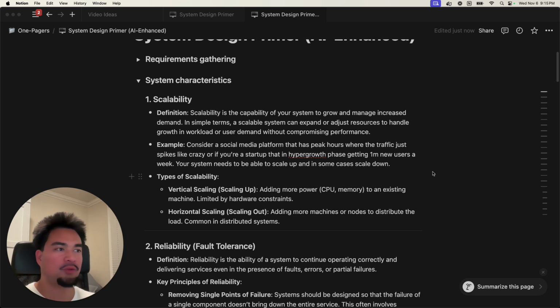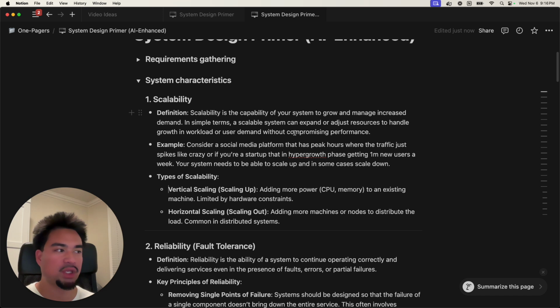So, the first one is scalability. When you're designing a system in a system design interview, you want to keep in mind if this thing is scalable or not. And what exactly does that mean? So, the definition of scalability is the capability of your system to grow and manage with increased demand. So, in simple terms, a scalable system can expand or adjust resources to handle growth in the workload of the system without compromising performance.